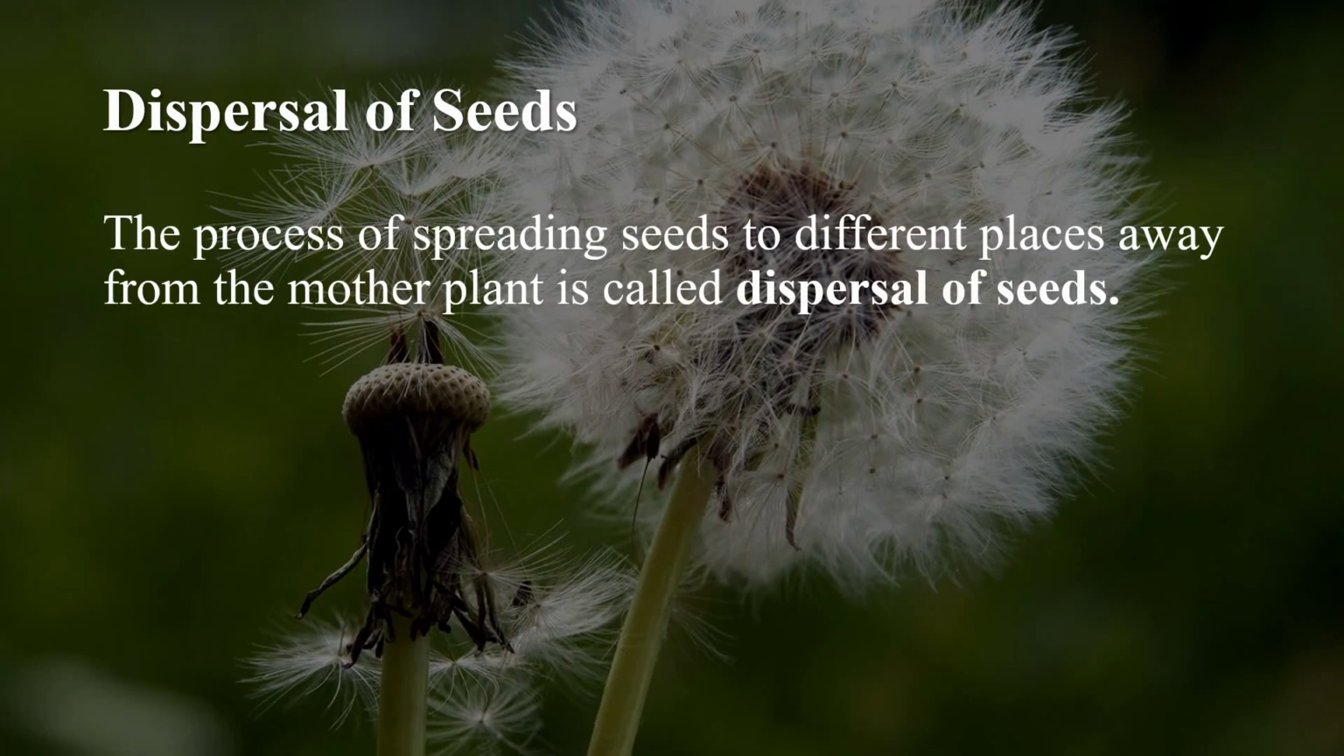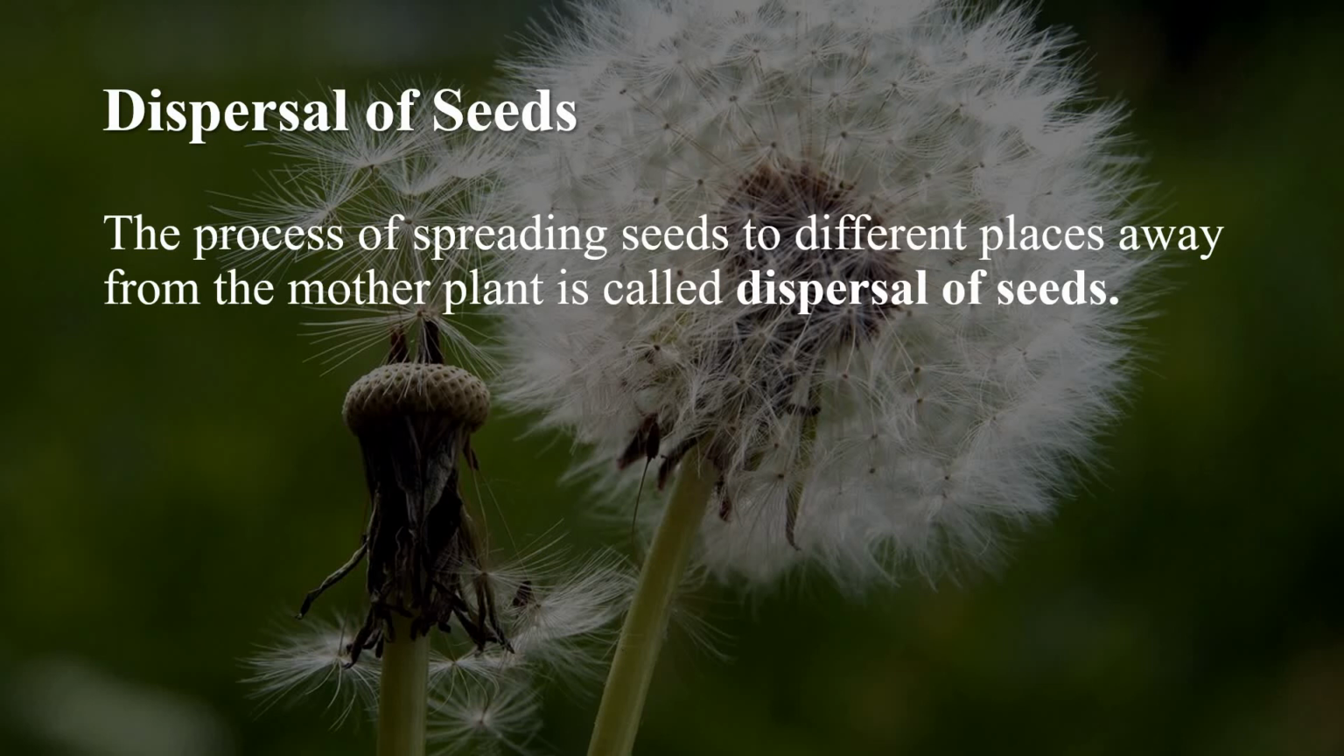Each plant produces a large number of seeds. If all the seeds germinate near the mother plant, the new plants shall not get adequate resources like sunlight, air and nutrients. And for the proper growth of the new plants, it is necessary that they develop away from the mother plant. For this, it is necessary that seeds are spread far and wide. The process of spreading seeds to different places away from the mother plant is called dispersal of seeds.